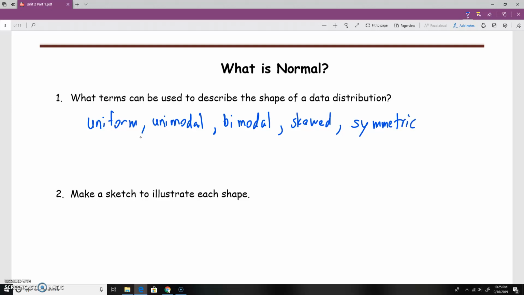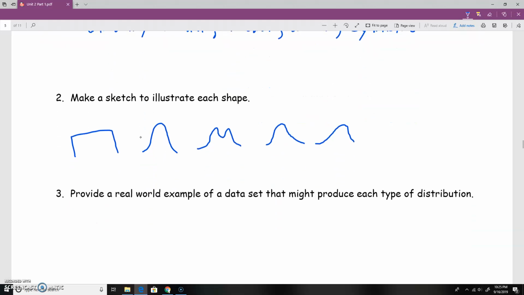Okay. As far as a sketch for each shape, uniform looks something like that. Unimodal has just a single peak. A bimodal would have sort of 2 peaks. Skewed left and right are going to look like these. And of course, symmetric is just anything that can be split in the middle and look the same on both sides.